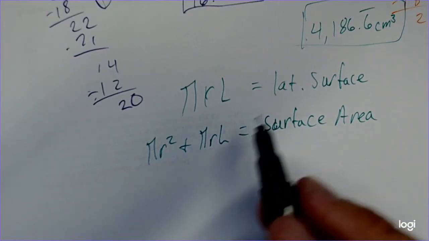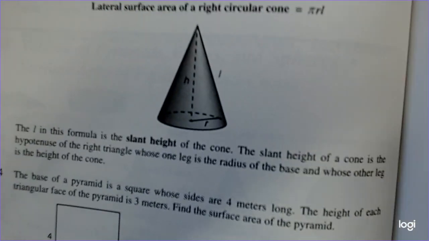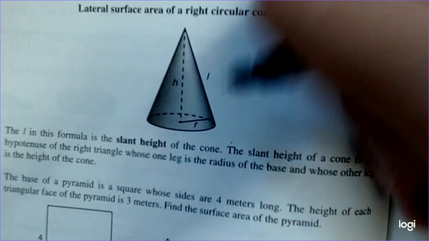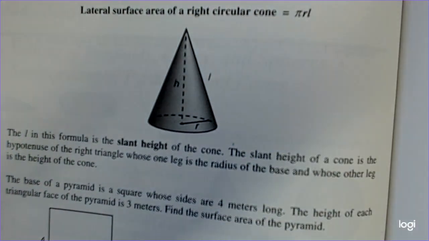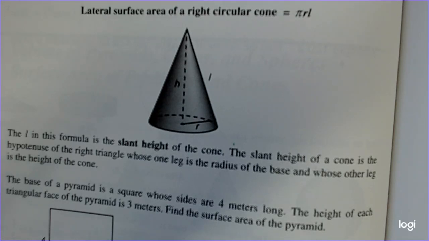So let's talk about pi RL, and what in the world is the letter L? Well, L, as you can see on this drawing, L is the slant height, and that is what your book is going to call it. They're going to call it the slant height or the slant length. Okay, so all we have to do is just plug those numbers into the equations.